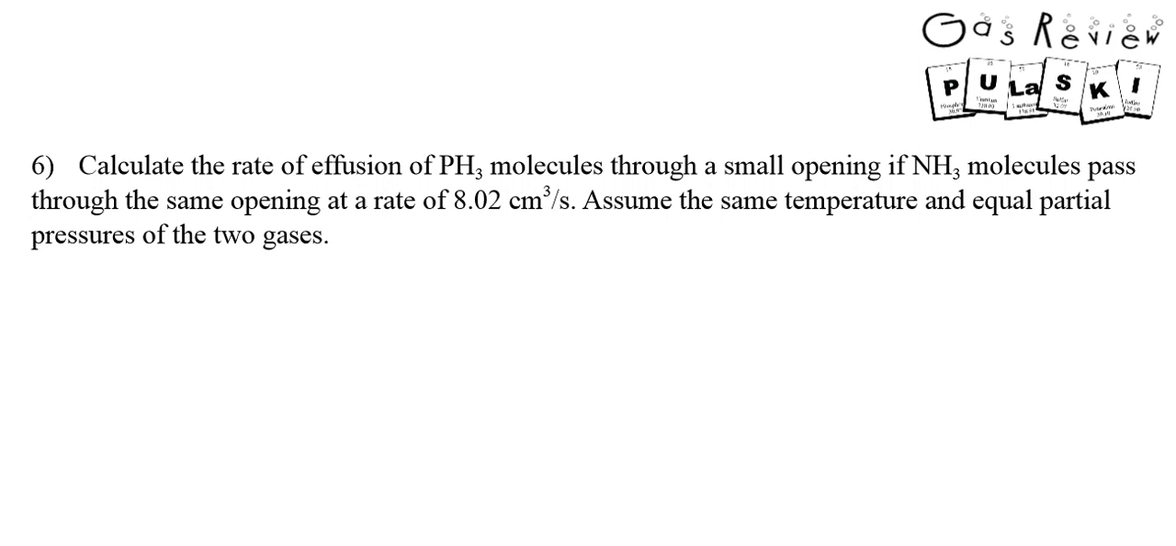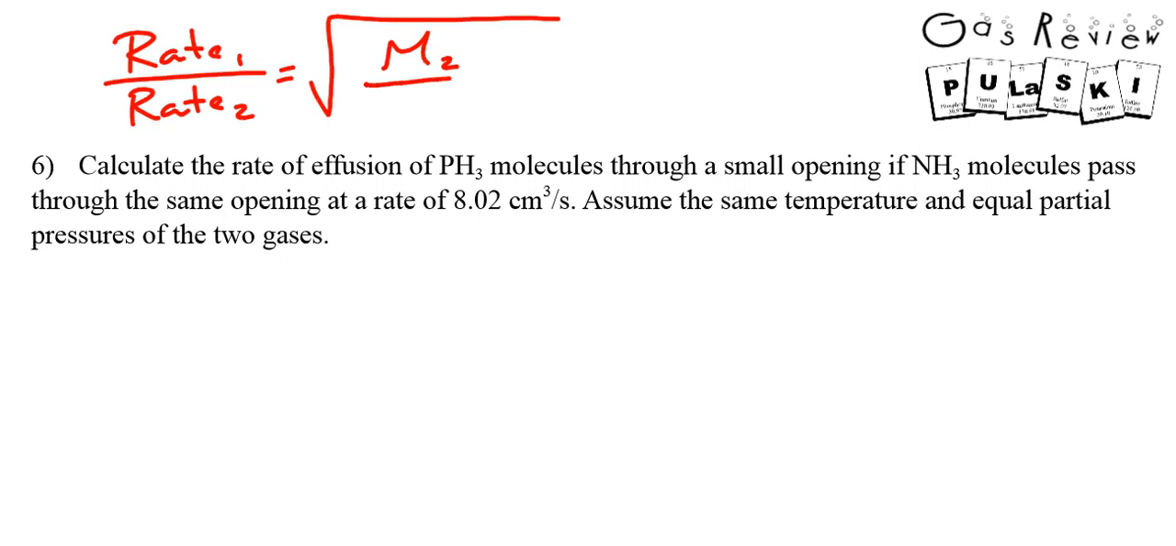Okay, here we go. Calculate the rate of effusion of PH3 molecules through a small opening if NH3 molecules pass through the same opening at a rate of 8.02 centimeters cubed per second. Assume the same temperature and equal partial pressures of the two gases. All right. Wow, there's a lot going on there. So, if you had to run into something that was a little different, first off, we're using this equation. Now, normally, we write this. And then that can give me a rate.